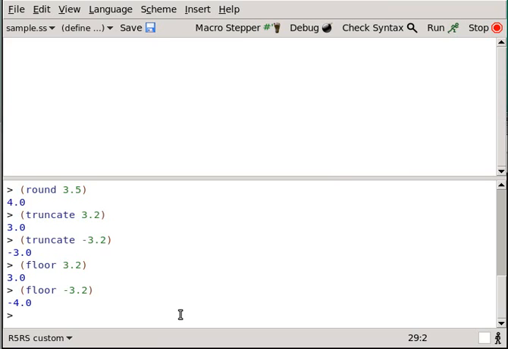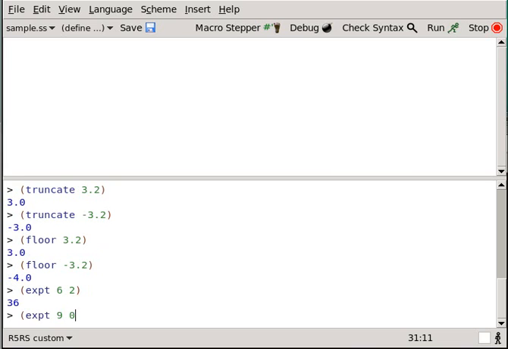Exponent, I've already showed you that one. It's just like raising something to a certain power, so let's do 6 squared, which is 36. Now if you want to take square roots, you can do exponent 9 to the 0.5. I don't know if you've learned that in math yet, you probably have. See, then you get 3.0.